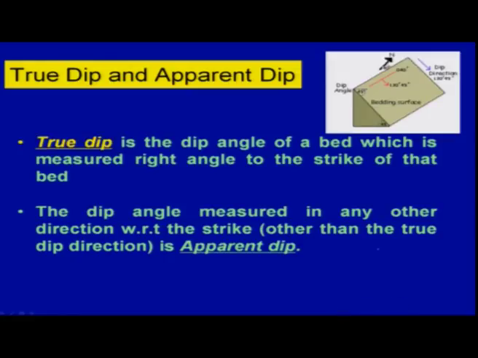Suppose you have an inclined plane like this, dipping in this direction. This is your strike, and if you are measuring exactly perpendicular, then there is no problem. But if you are measuring in this direction or in this direction, then you are coming up with the apparent dip. This will be your true dip, this will be your apparent dip, and this is the strike.